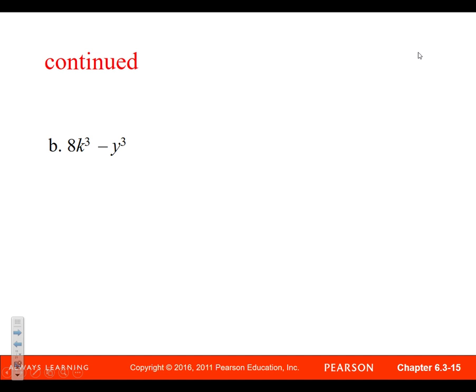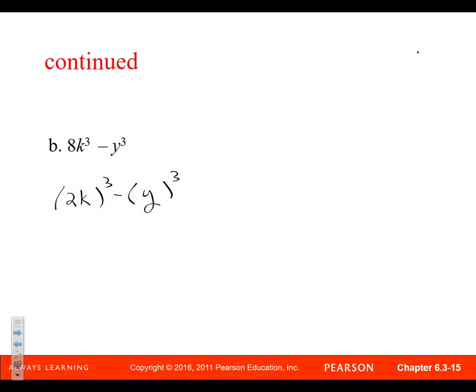Next one. Again, let's try to write this in the form of 2 cubes. Can I take the cube root of 8? Can I write it in this form? What's the cube root of 8? It's 2, right? And then, of course, the cube root of k to the 3rd is k. So this would be 2k minus something cubed, which is y.